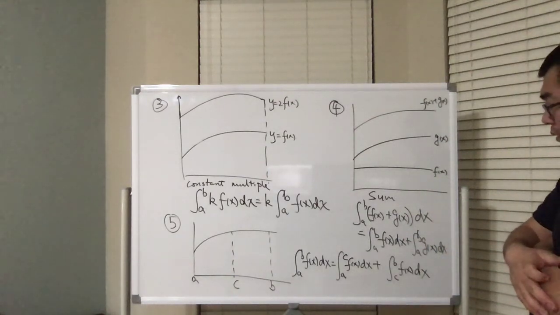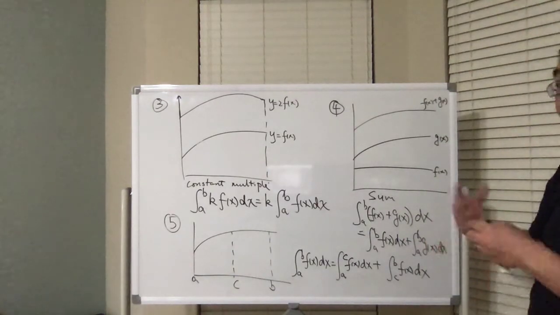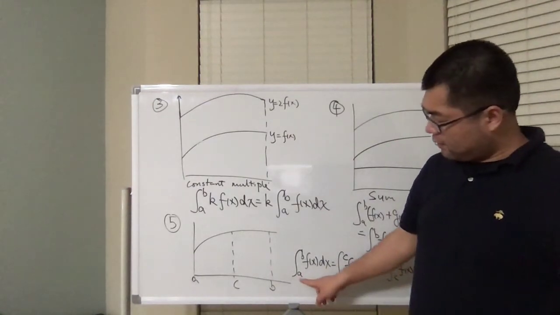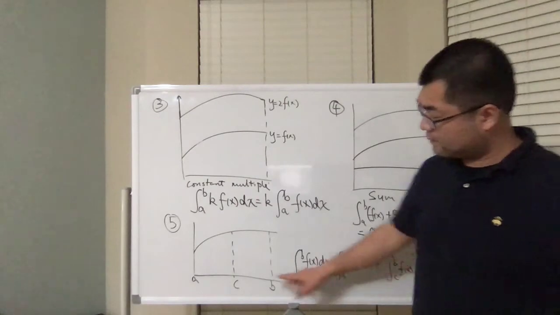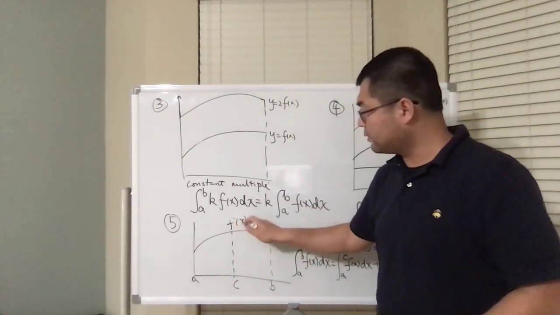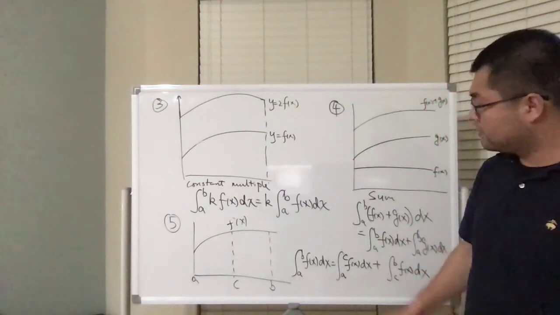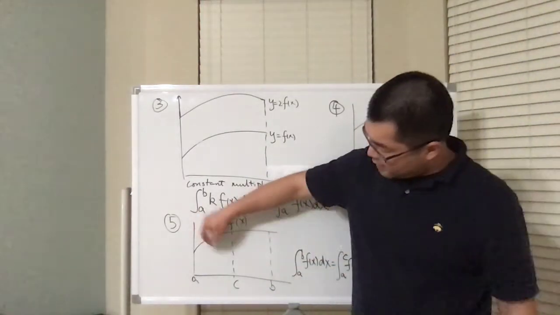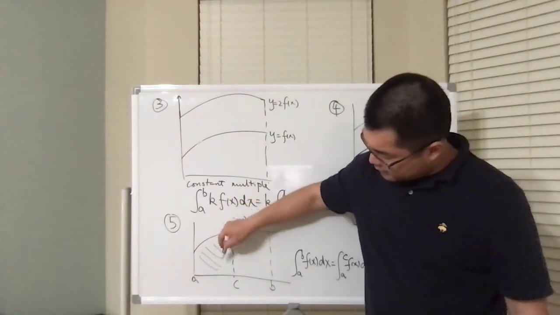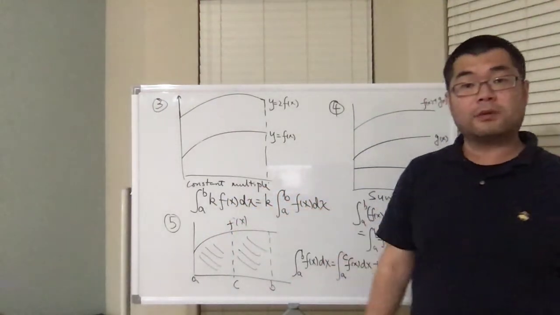And there is number 5. Let's see. This is called the additive property. It says like this. If we have an integral from a to b of f(x) dx, assume this is our f(x) here, okay? And do you agree that the area under this curve equals the area of this part plus the area of this part, right?